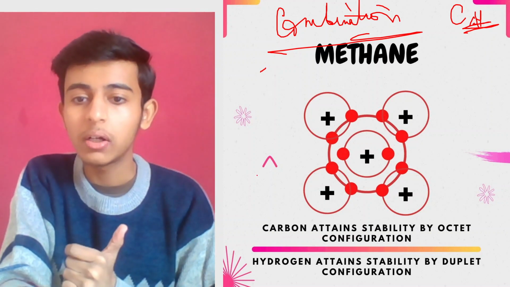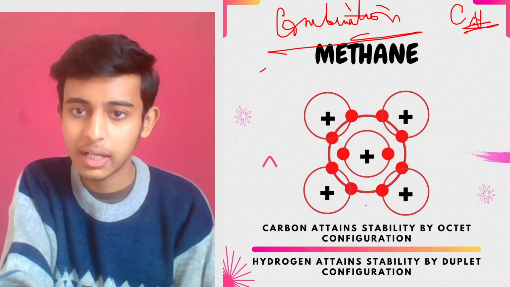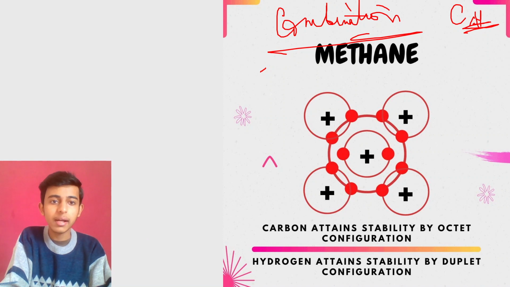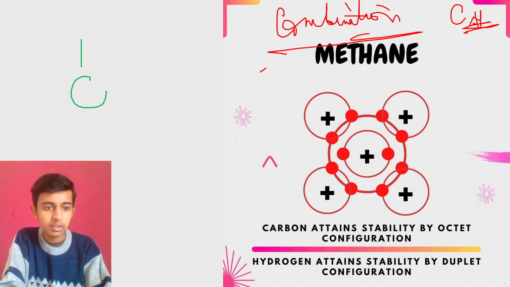Okay. Carbon attains stability by octet and hydrogen by duplet configuration, as you know. So let us just recall that. Suppose this is carbon, right? It can share its four electrons. Let me make the electron dot structure instead of the structure. That will be easier for you to understand.